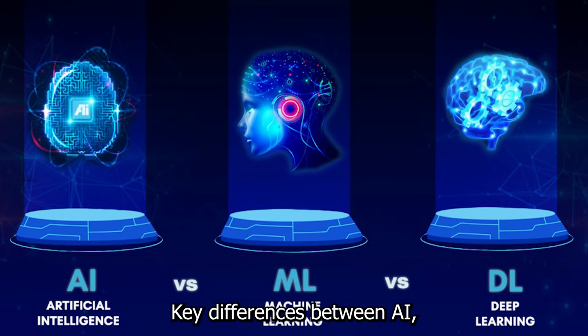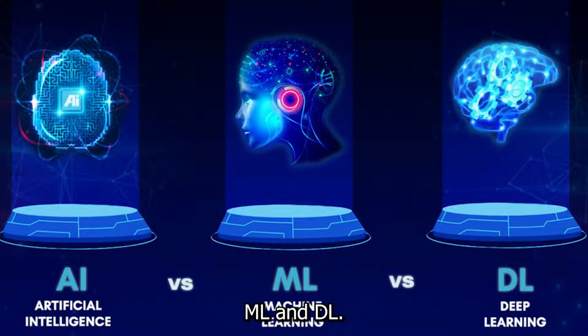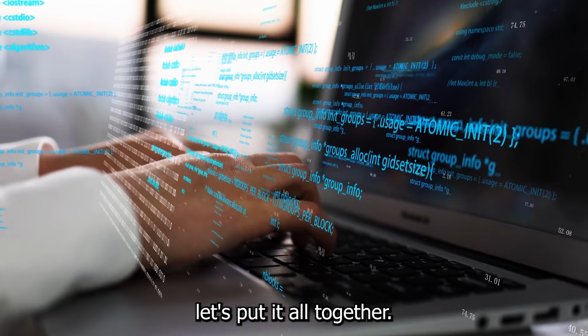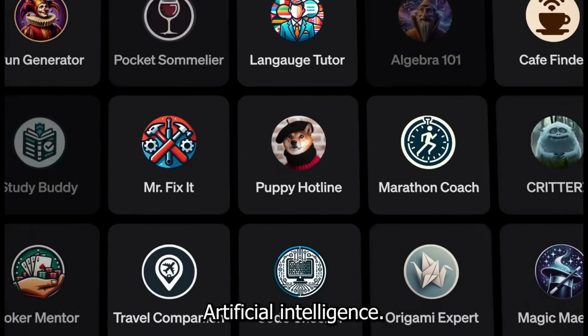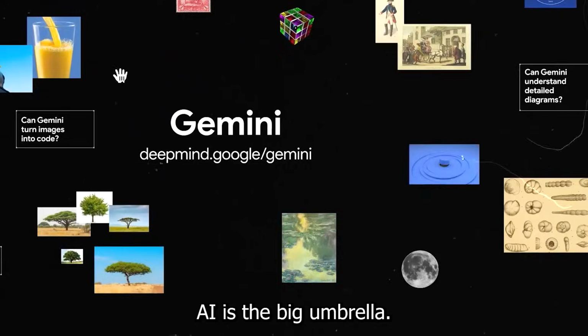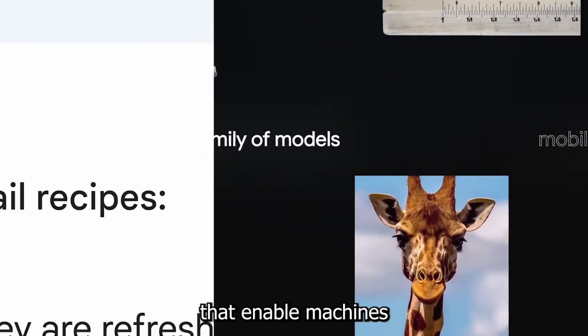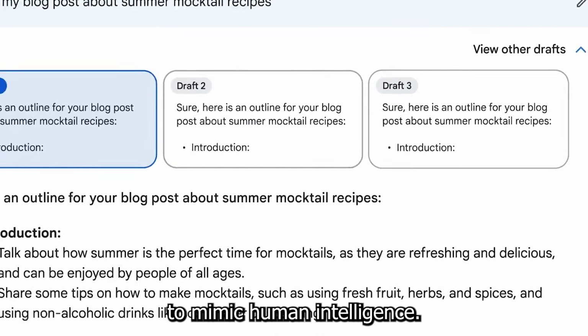Key differences between AI, ML, and DL. All right, let's put it all together. Artificial intelligence, AI, is the big umbrella. It includes all technologies that enable machines to mimic human intelligence.